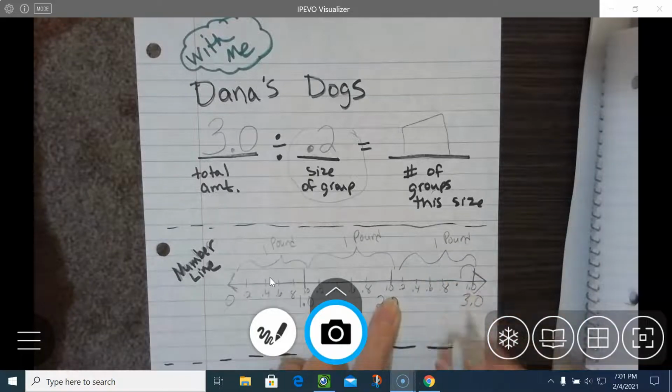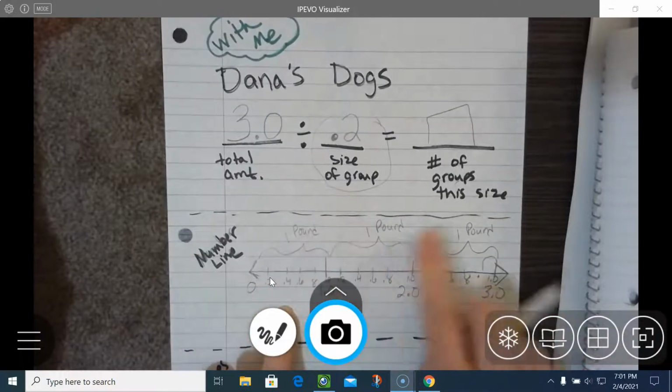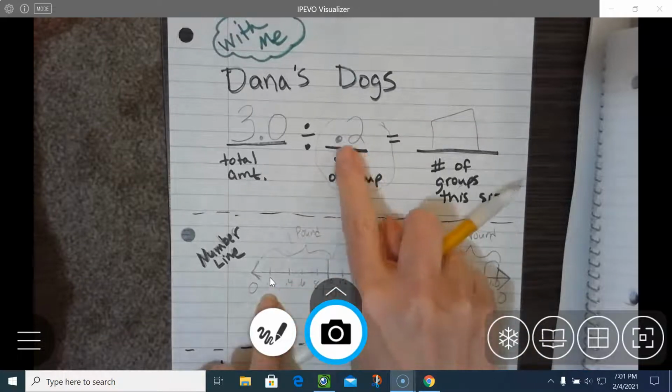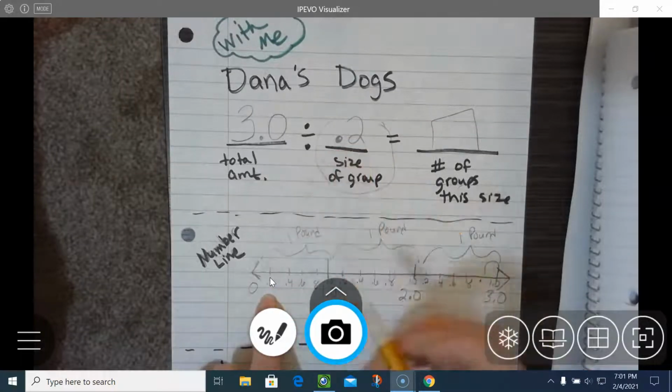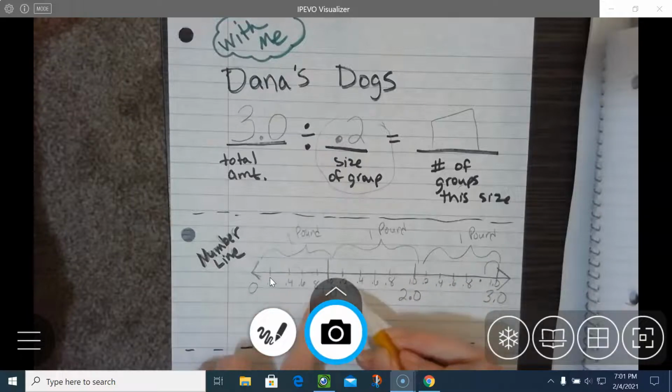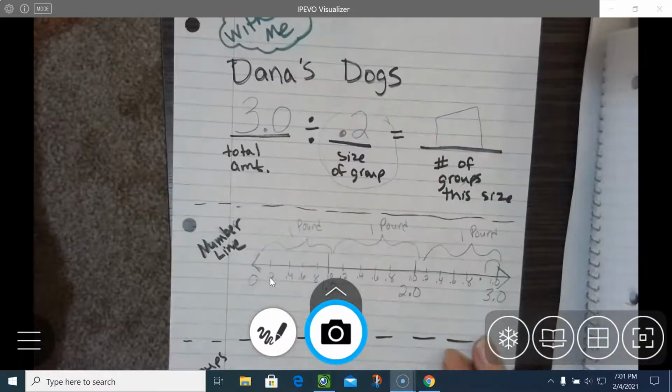All right, so I'm just going to double check my work. I should have 3 pounds, 1, 2, 3, and then those should be divided into equal parts of 2/10. 2, 4, 6, 8, 10, 2, 4, 6, 8, 10. Yes, my work is checking out.